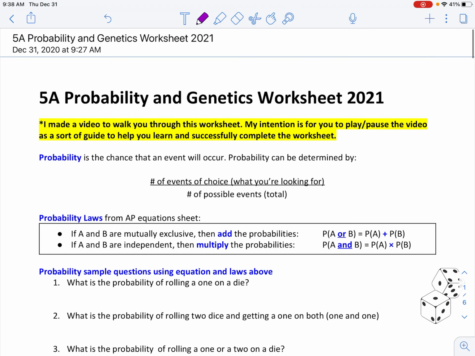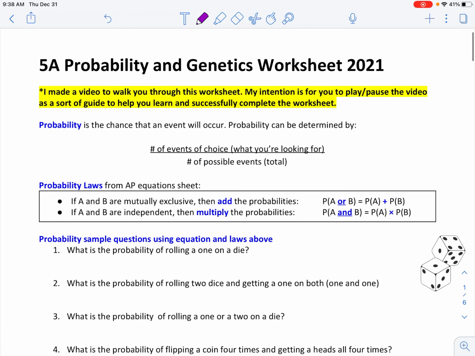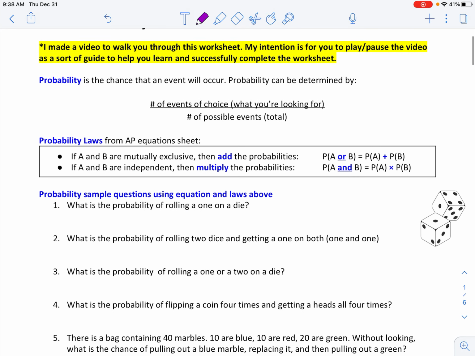So here we go. In genetics, we talk a lot about the chance of an event occurring, like what's the chance of an offspring being a girl or boy, or what's the probability that a certain trait is passed on. And so we'll take a look at that first. Probability is just defined as the chance that an event will occur. This is the formula for it, right? What are you looking for, and how many total events are possible?